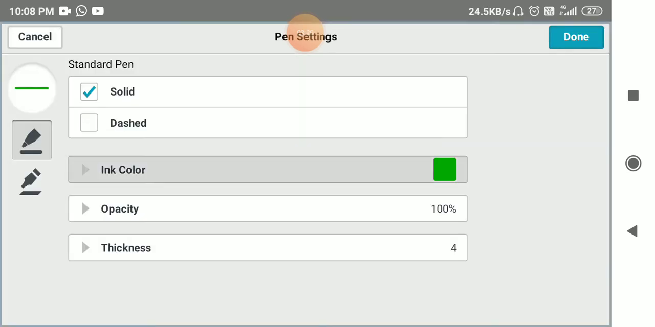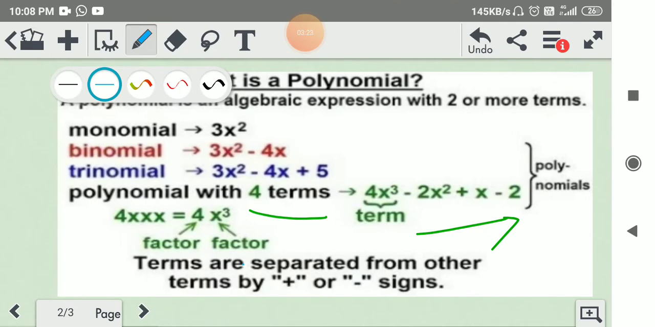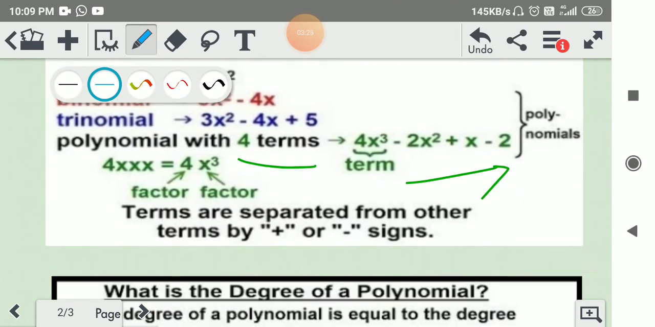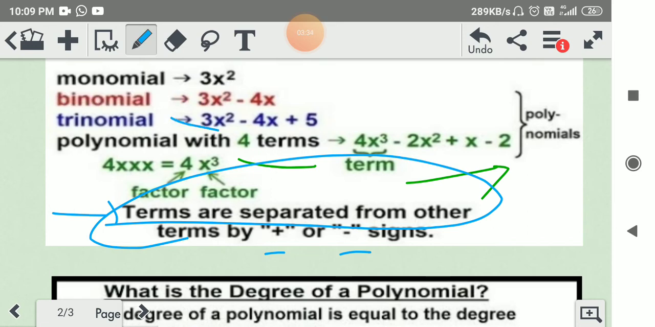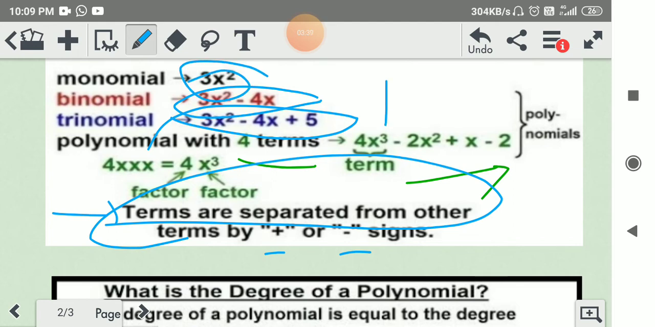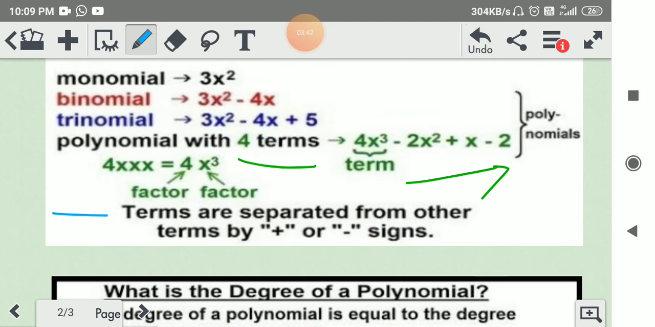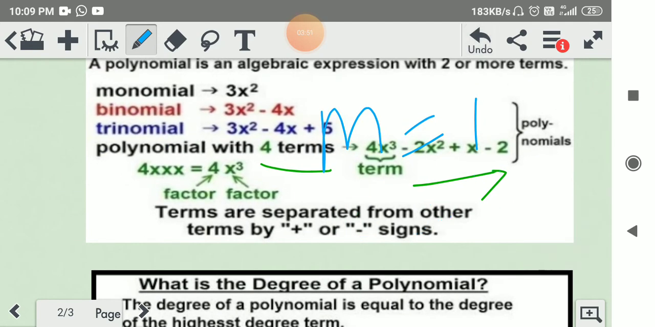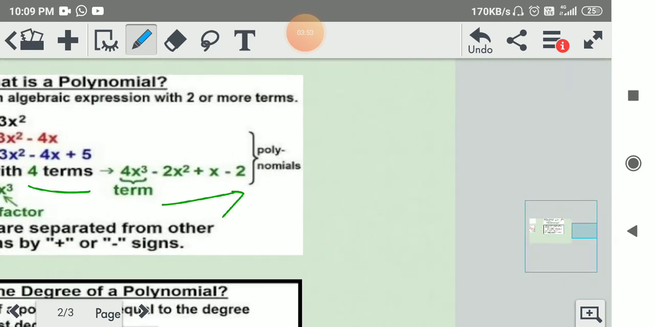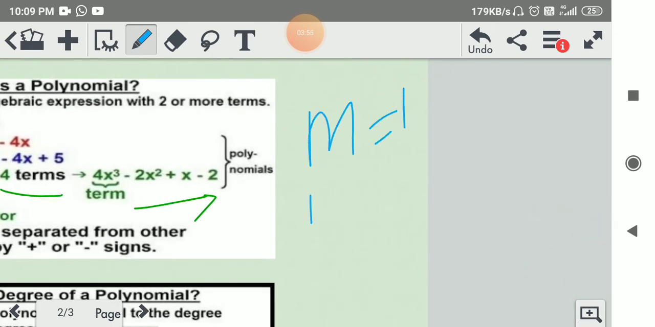Now here, terms are separated by the sign plus or minus. This is a trinomial, this is a binomial, and this is a monomial. Monomial is equal to one term, binomial is equal to two terms, and trinomial is equal to three terms. Remember that monomial is 1, binomial is 2, and trinomial is 3. Remember that.